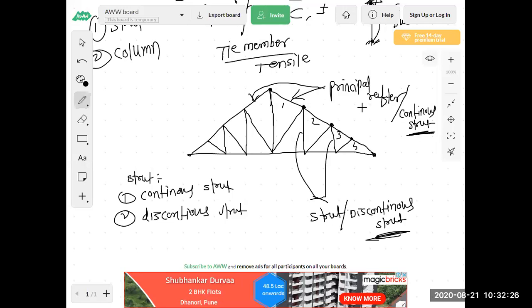Are you getting what is a continuous strut? It is a compression member used in a roof truss, and the member is continuous over the joints. Over the joints means this is the first joint, second joint, third joint and fourth joint.